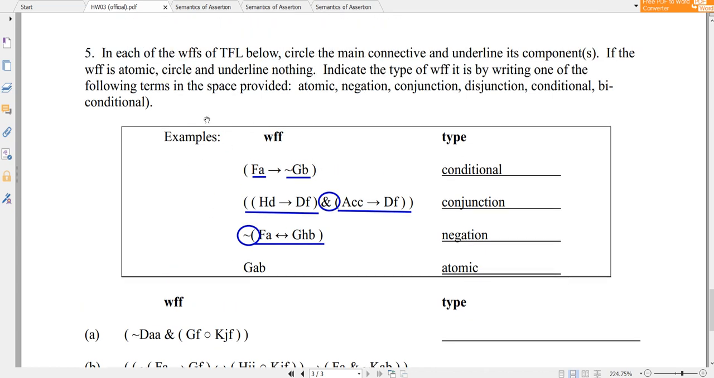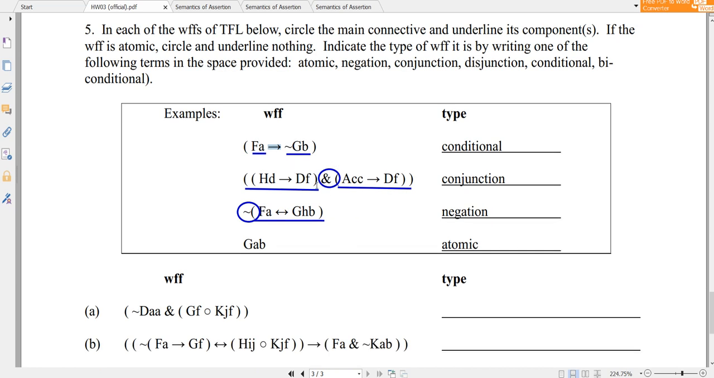So you need to circle the main connective. Now in the homework example, it looks like I forgot to put the circle in there. I'll have to do that at some point. But I want you to circle the main connective and then underline its components, right? Not subformulas, but components. Remember, this is a compound formula, but it is a component. It's being attached by the arrow. So you would circle the arrow and then underline just like so.